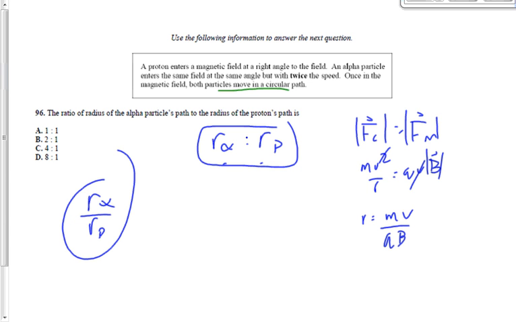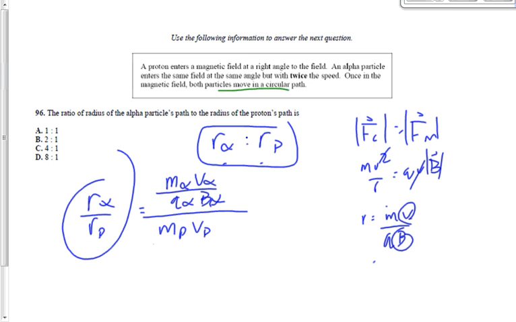Problem is, I don't know what speed is. I don't know what magnetic field is. I do know what M is and what Q is from my data sheet, but I don't know what V or B is. So I can't find the radius of the alpha particle's path or the radius of the proton's path. So what I'm going to do is the same thing as I did the other day when I did a question like this. I'm going to sub in some expressions. I'm going to say M alpha V alpha over Q alpha B alpha, divided by M proton V proton over Q proton B proton. It looks kind of ugly, but the good news is things start canceling out pretty quickly. It says the magnetic field is the same, so magnetic field will cancel. Done.